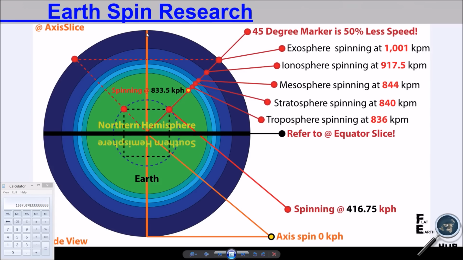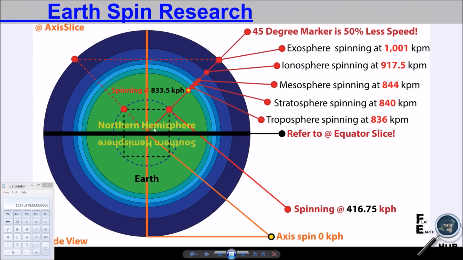So now, first of all, we have to understand that the axis goes straight through on this plane. So this axis is 0. It's at 0 kilometers an hour. It's where everything spins from, right? So that is our center point to figure out some speed.